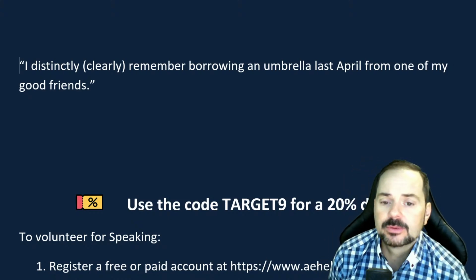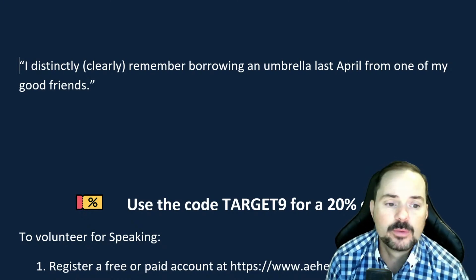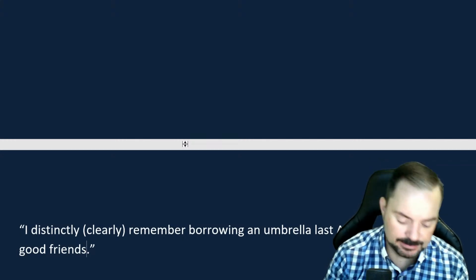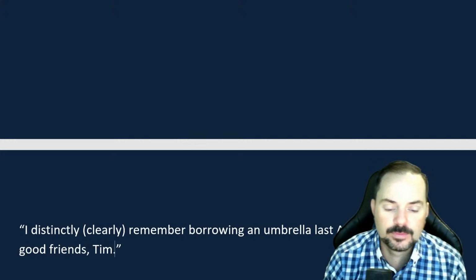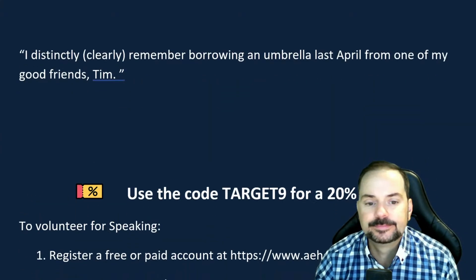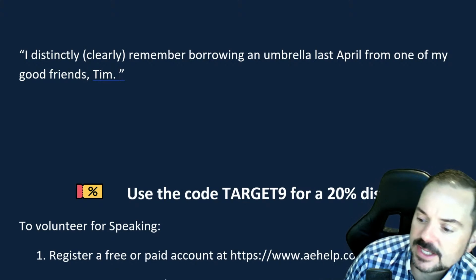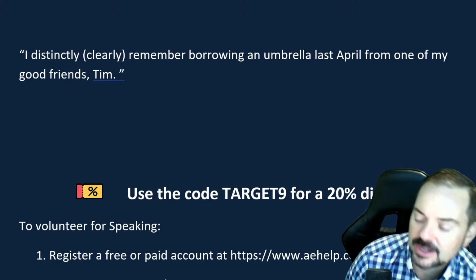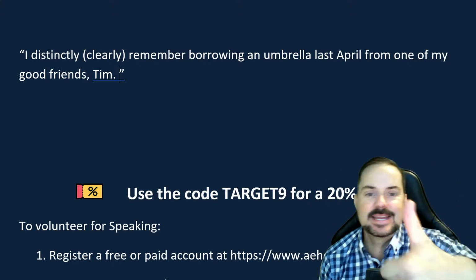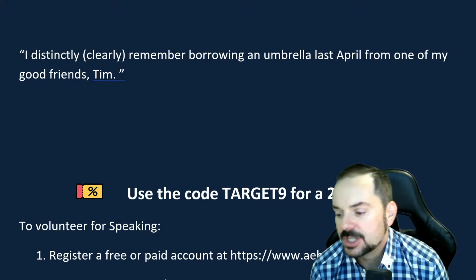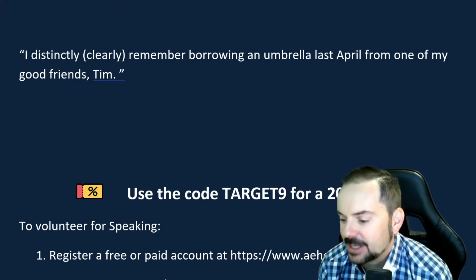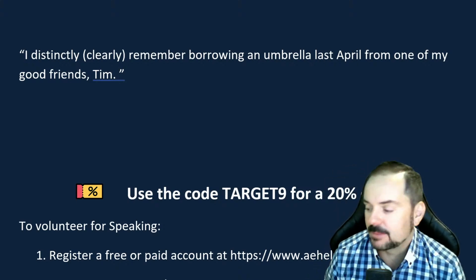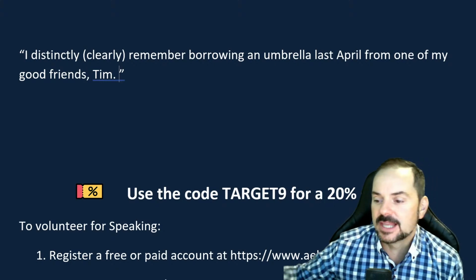So I distinctly remember borrowing an umbrella last April from one of my good friends, Tim. Let's call him Tim today. Tim. Okay. All right. Amra says, an object which I clearly remember borrowing was an umbrella from my classmate Tina about 6 months ago. Fantastic, Amra. Baljit says, I remember my friend lending me an umbrella last month. That is good. Nice paraphrasing, Baljit, with the lending me. So you're borrowing, he is lending. Okay, good.